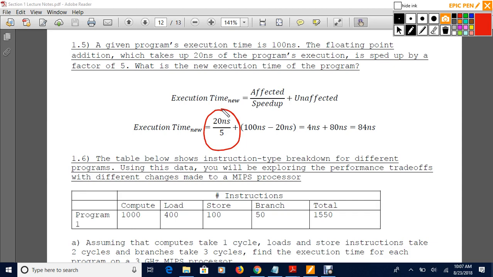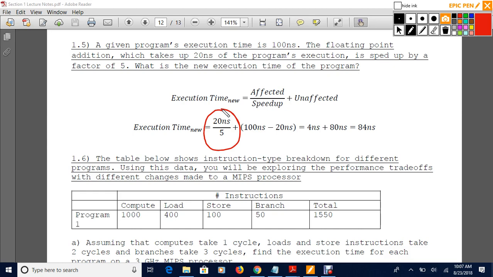So 20 divided by 5 is now 4 nanoseconds, right? So now we want to see how the speed up affects the entire program. So we still have 100 minus 20 nanoseconds of unaffected instructions. So it's 100 minus 20 is 80. So we now have 4 nanoseconds, which is after the speed up of the floating point addition, plus the original 80 that we're not messing with at all, and that gives us 84 nanoseconds.